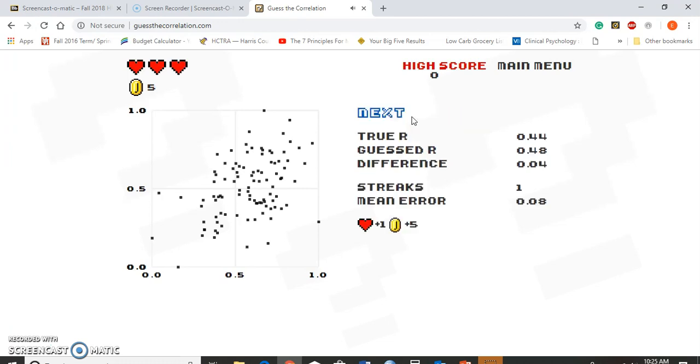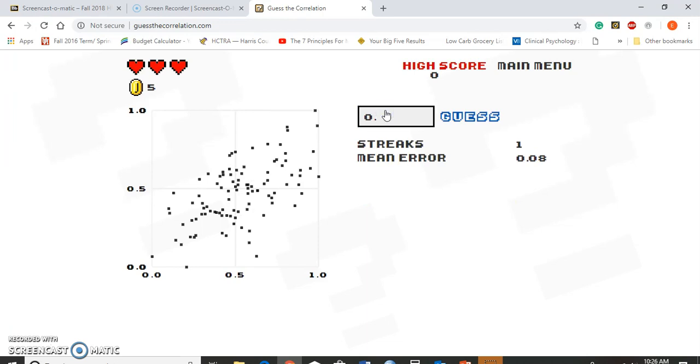Let's see what happens. So I got pretty close. True r was 0.44. Then I guessed 0.48, with a difference of 0.04. And the mean error was 0.08. So this is just a little bit of a visual exercise that you could do if you ever want to practice a little bit more with a simple regression line and predictions.